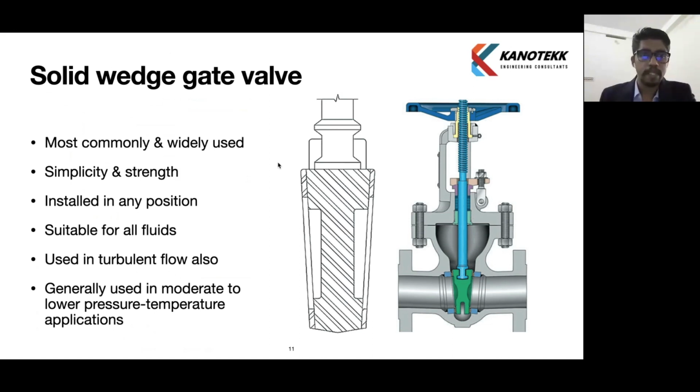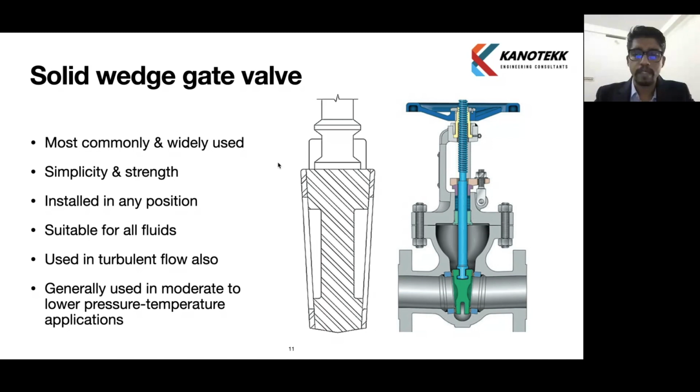Okay, so the solid wedge gate valve is the most commonly and widely used type because of its simplicity and strength. The design construction is very simple and the strength it offers is very high. It can be installed in any position. Also, it is suitable for all fluids and can be used in turbulent flow also. Generally, we use it in moderate to low pressure and temperature applications. We do not use this solid wedge valve for high temperature or high pressure applications because this is a rigid solid design. It is not a flexible design.